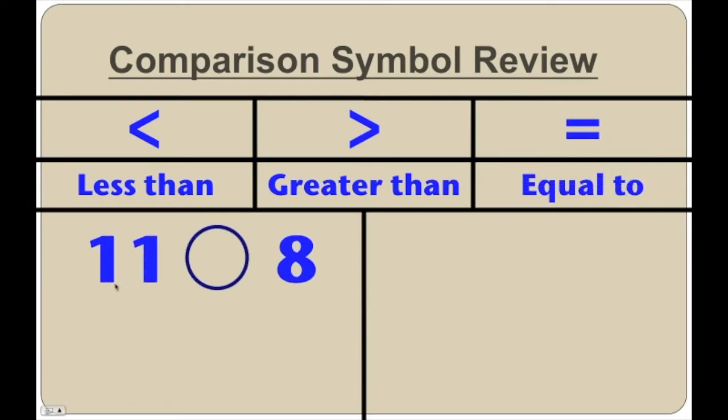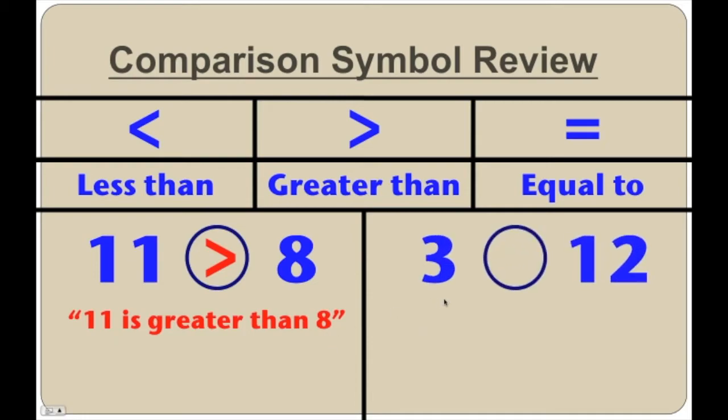So let's take an example. Here we have 11, and we have 8. Which symbol would we put in this circle? Well, 11 is greater than 8. So we put the greater than symbol, and it's just read as 11 is greater than 8. How about this one? 3 and 12. What symbol would we put here? Well, 3 is less than 12. So we put the less than symbol in the middle, and it's just read as 3 is less than 12.